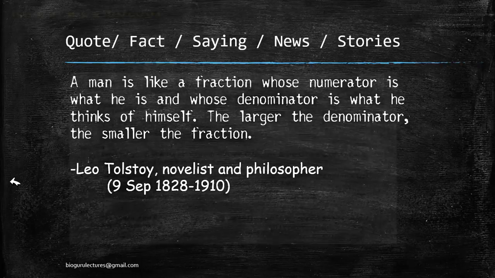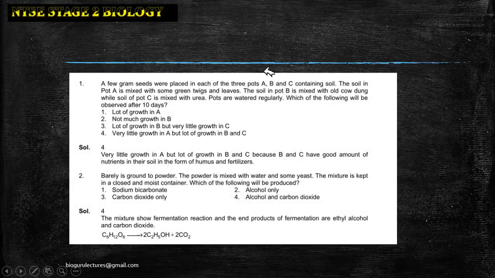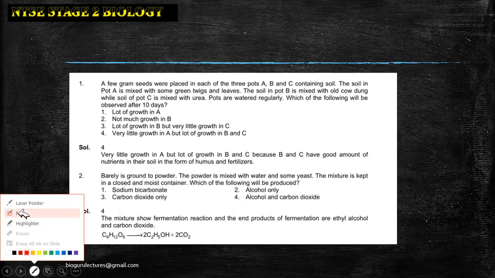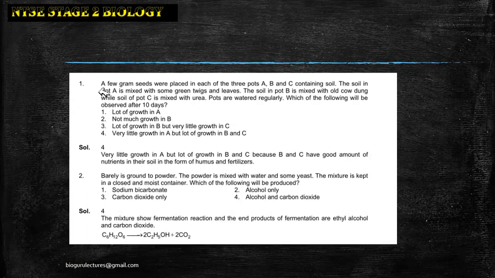Okay, let's continue with the first question here. Here you can find the options as well, the solutions as well, so I'm not going much with this. Here, the first question, we have three parts A, B, C containing soil. Part A is mixed with green twigs and leaves, part B is mixed with old cow dung, while soil of part C is mixed with urea. The parts are watered regularly. Which of the following will be observed after 10 days?